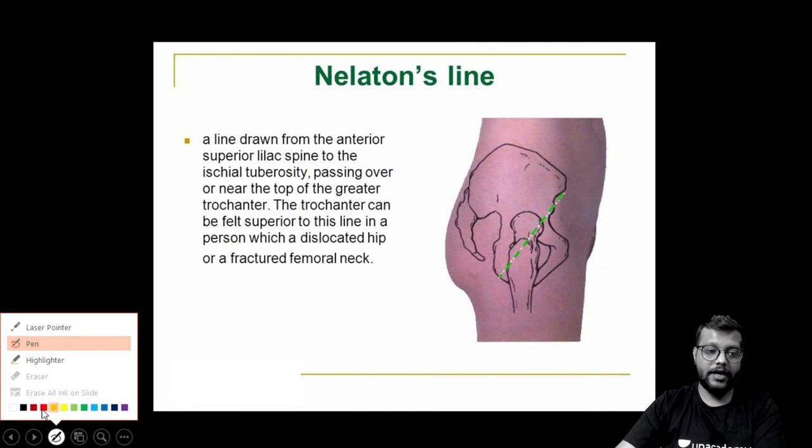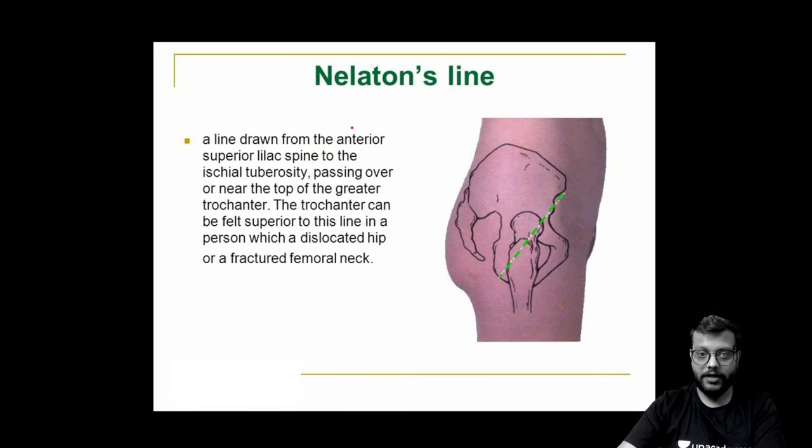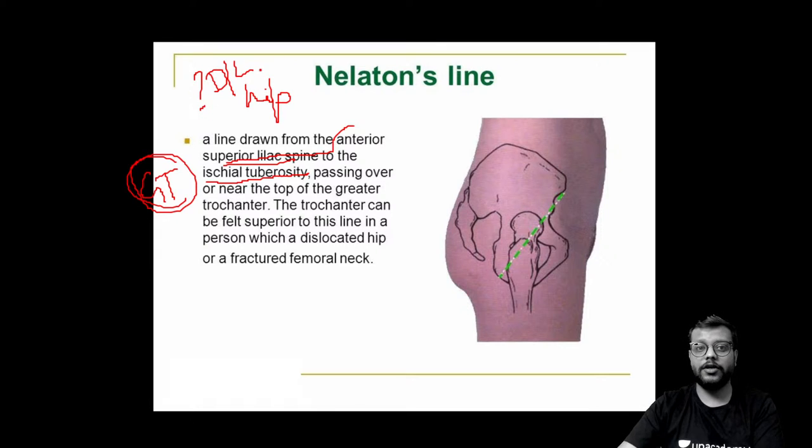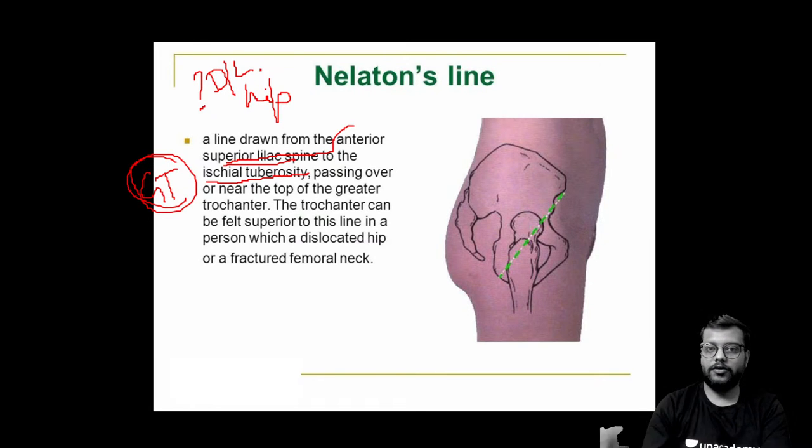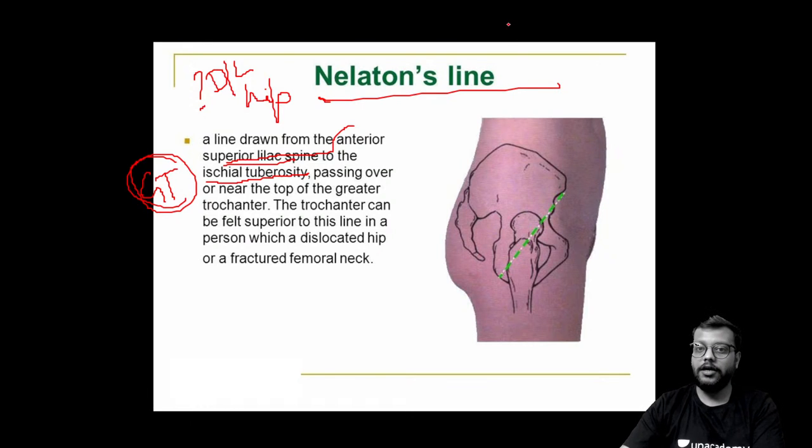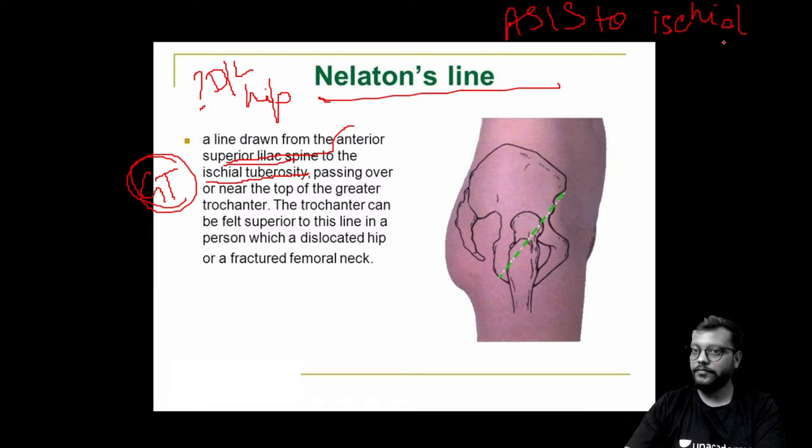Now what is Nelaton's line? Nelaton's line is from the anterior superior iliac spine to the ischial tuberosity. If you draw a line, it is somewhere near the greater trochanter, and in suspected dislocations of the hip, if you feel the femoral head above this line, then you can confirm that your hip is dislocated. Okay, so this is Nelaton's line between ASIS and ischial tuberosity.